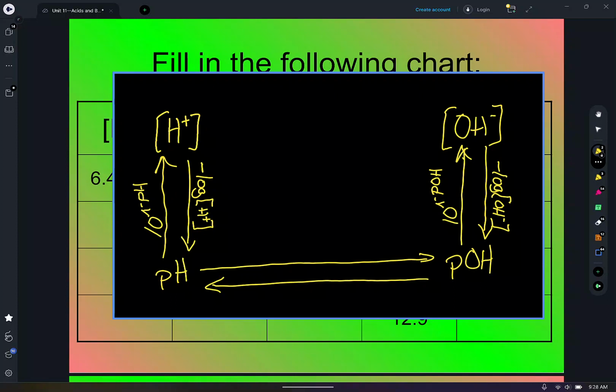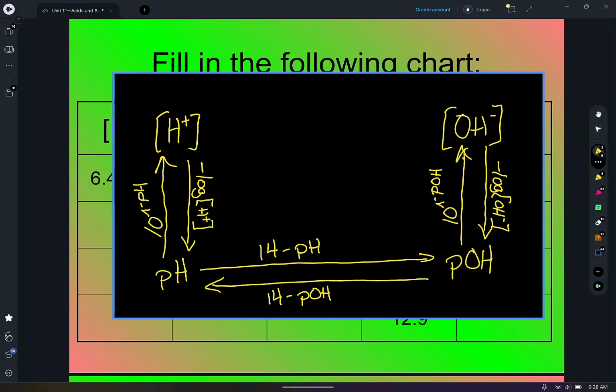Now, going between pH and pOH is simple. If you want to go from pH to pOH, we're going to use that pH plus pOH equals 14. So 14 minus the pH will give you the pOH. And if we're going in the opposite direction, 14 minus the pOH equals the pH. To do any calculation, we're just going to use this format the whole time.